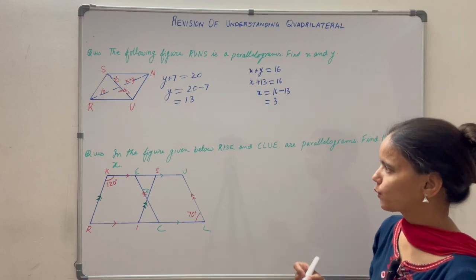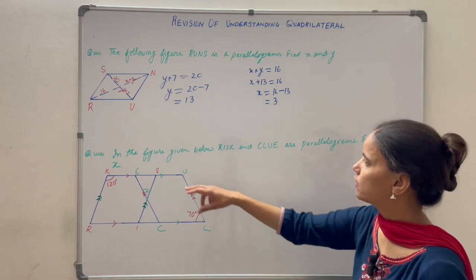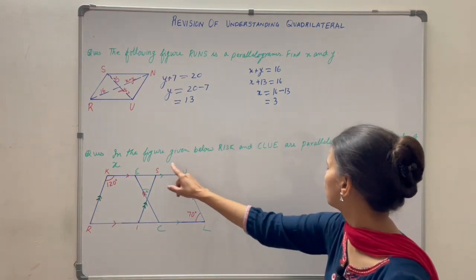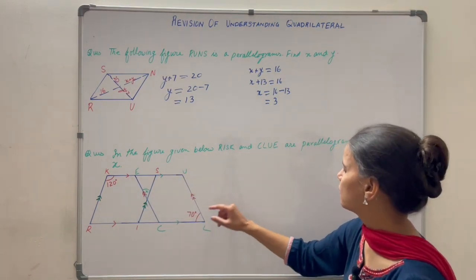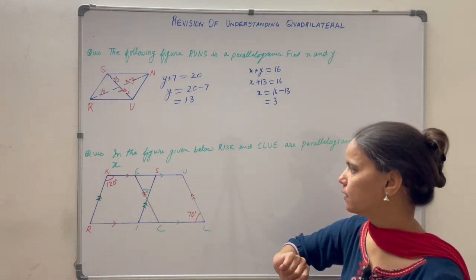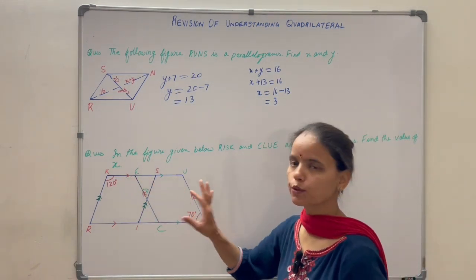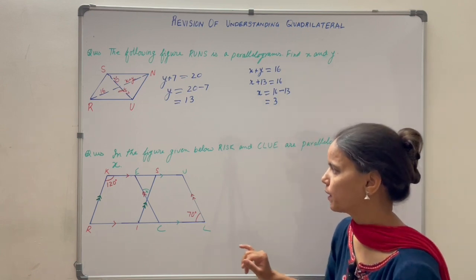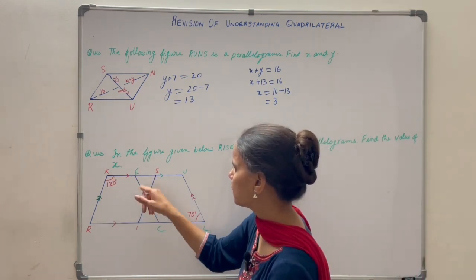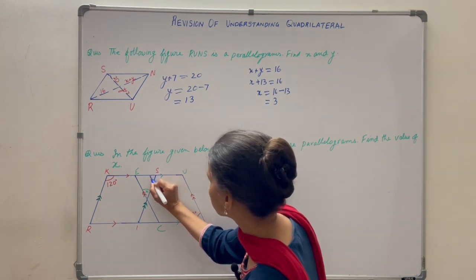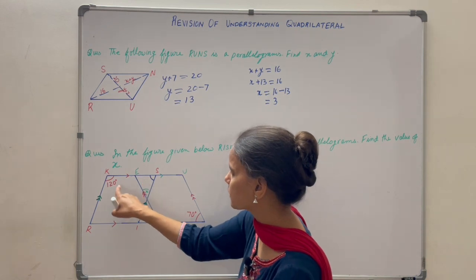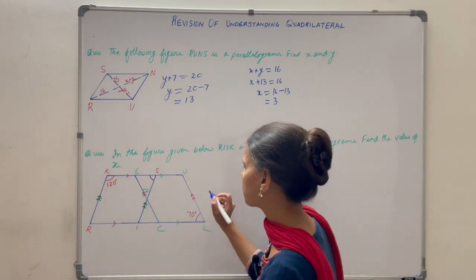Now let us solve this question. In the figure given below, RISK and CLUE are parallelograms. So you need to find the value of x. X is here. So to find that, we are going to use the properties of a parallelogram. So RISK is a parallelogram. This is 120. So how much is this angle? You can clearly see this is a parallelogram. So adjacent angles in a parallelogram are supplementary.